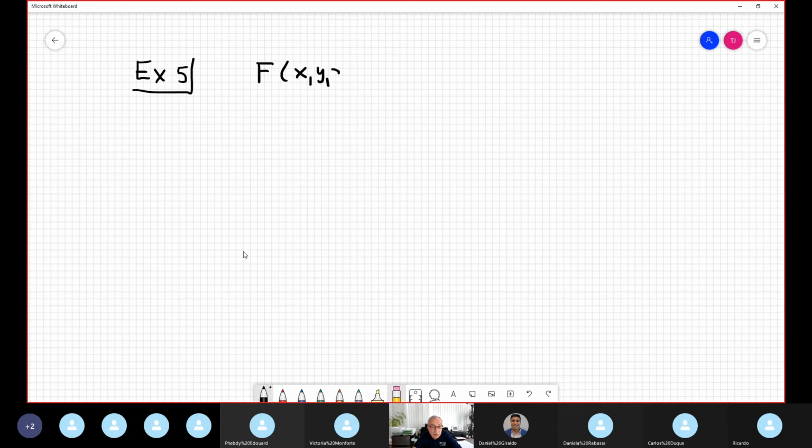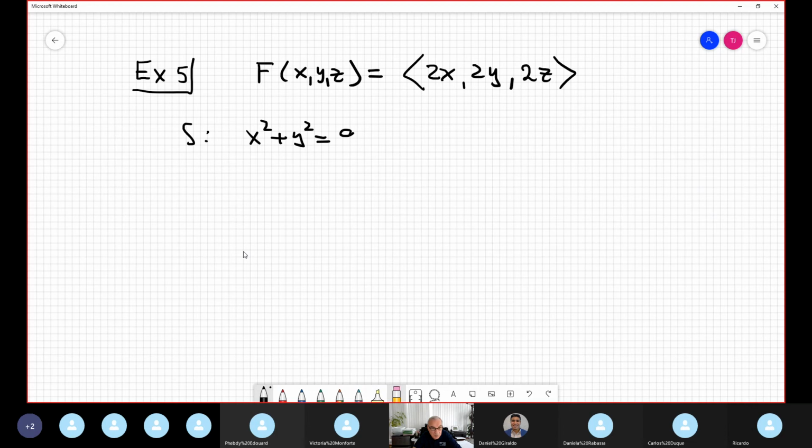So in this case, the vector field is given by 2x, 2y, 2z. And the surface is x squared plus y squared equals 9, and the constraint is z varies from 0 to 5. This is my surface.